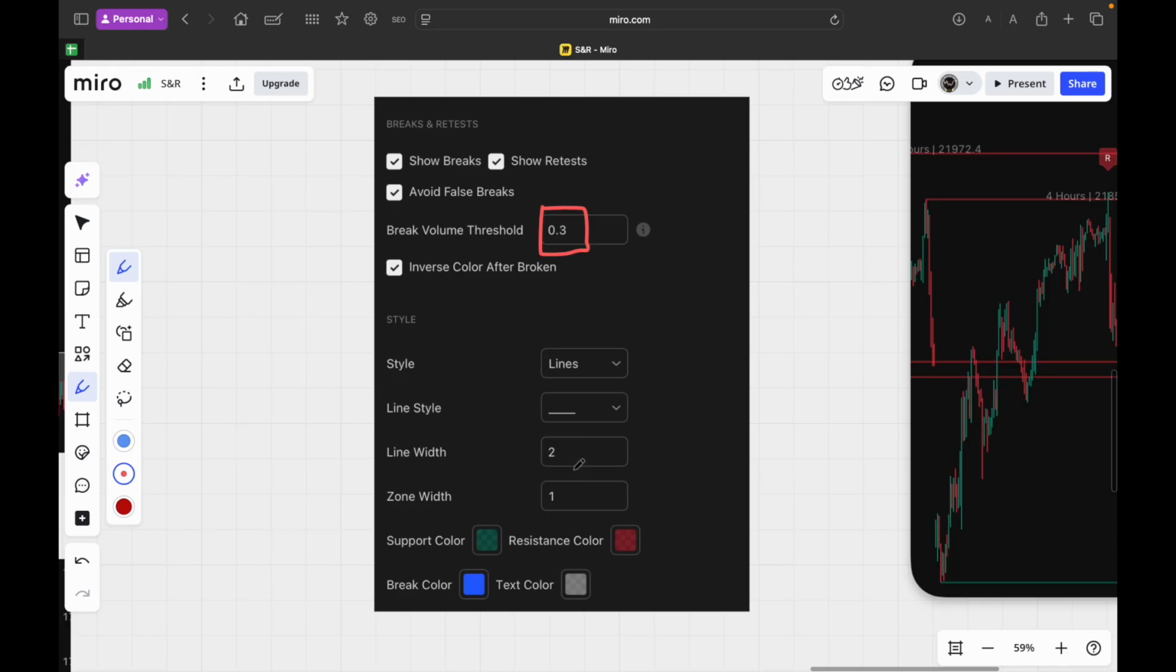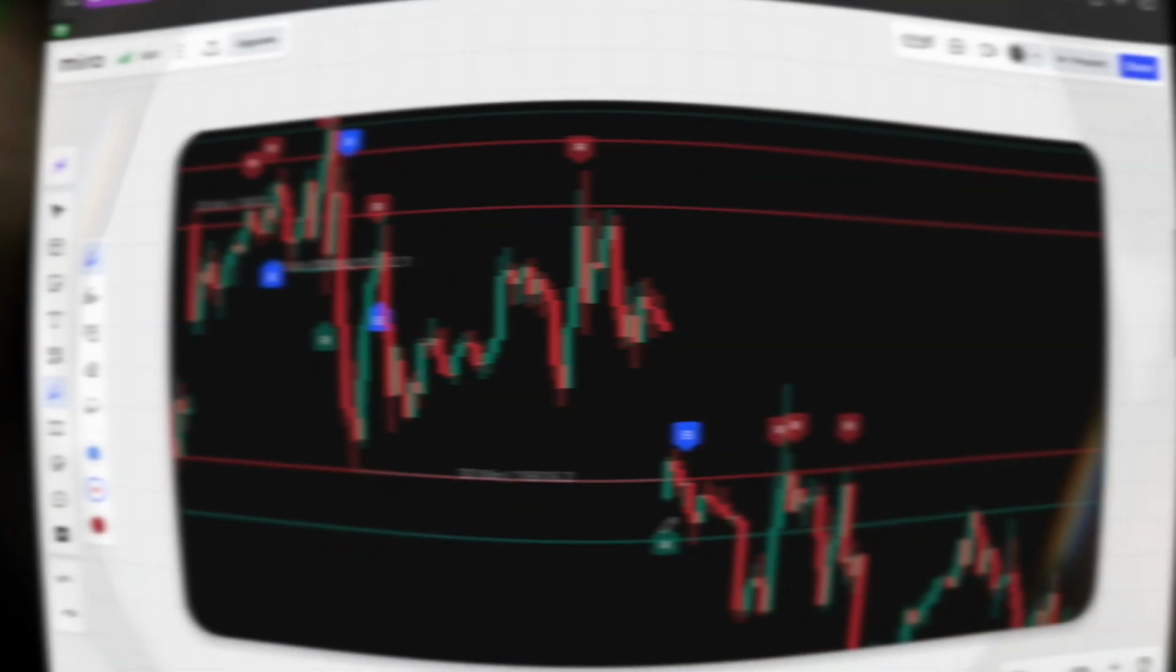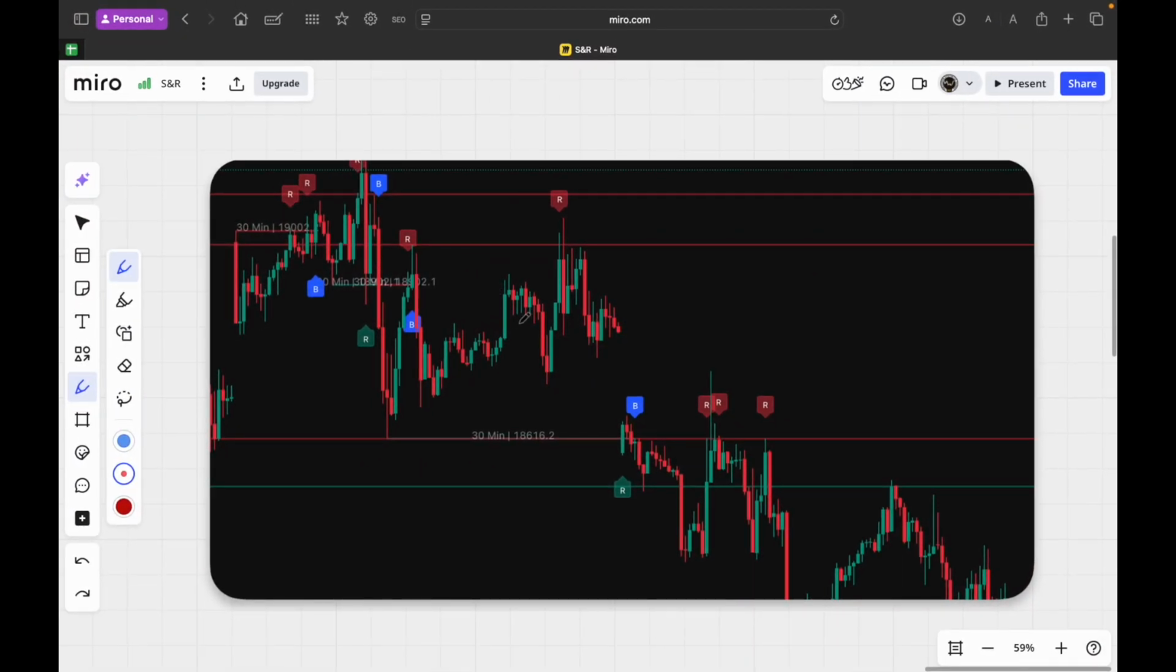So let's have a look at how it looks on a chart. Alright, so here you can see this is everything the indicator does. I did not draw out a single line. We have our support and resistance. For example, your red will be your resistance, your green will be your support. Then the R stands for test, like retest. The B stands for breakthrough.